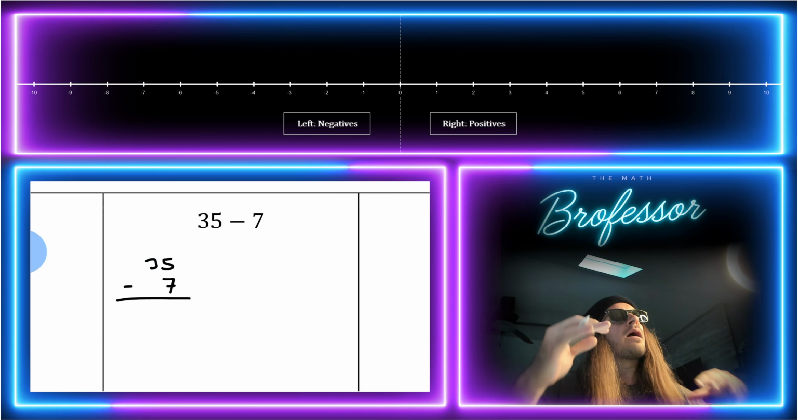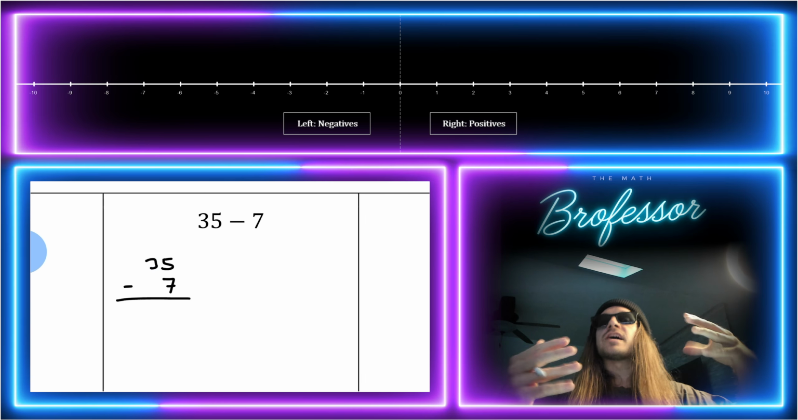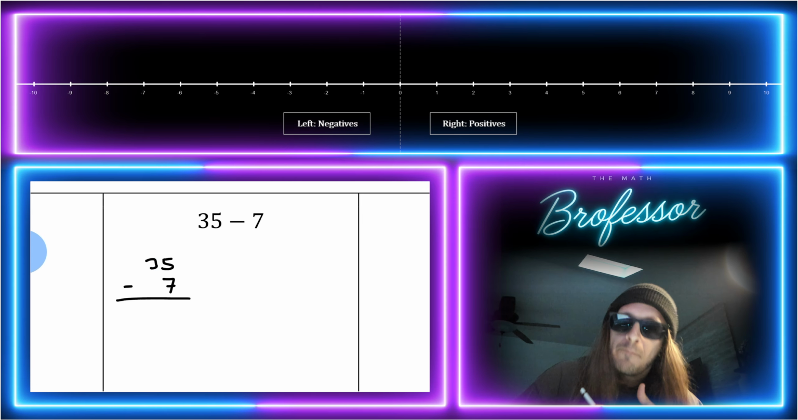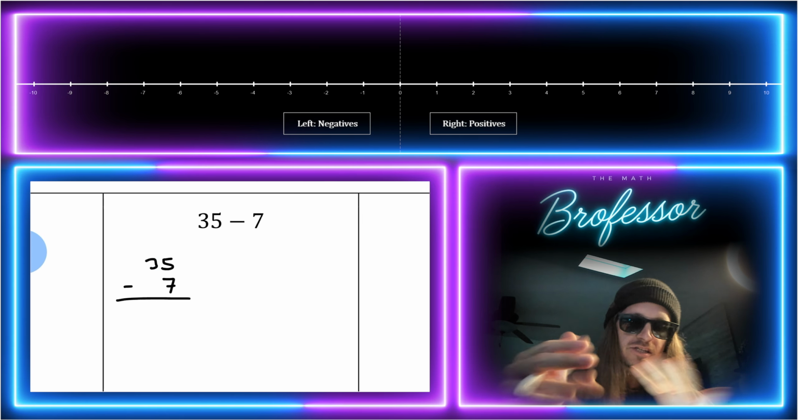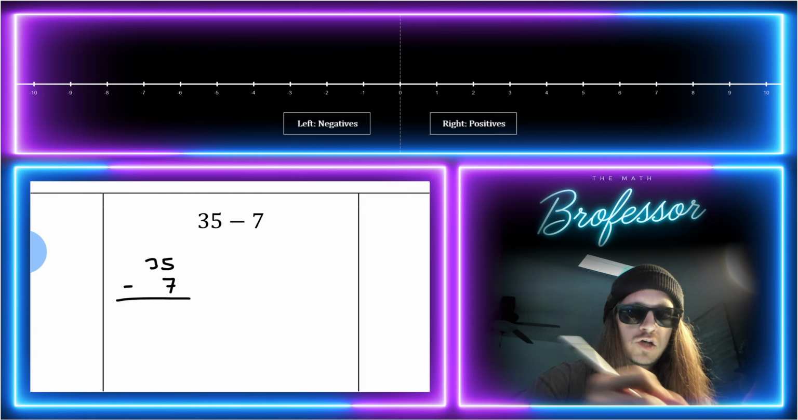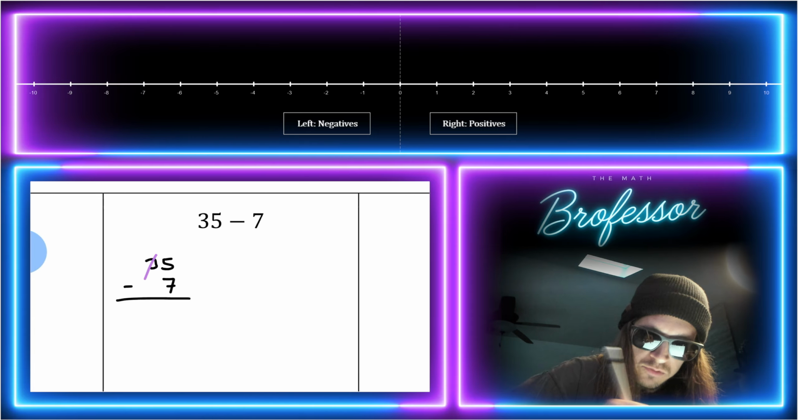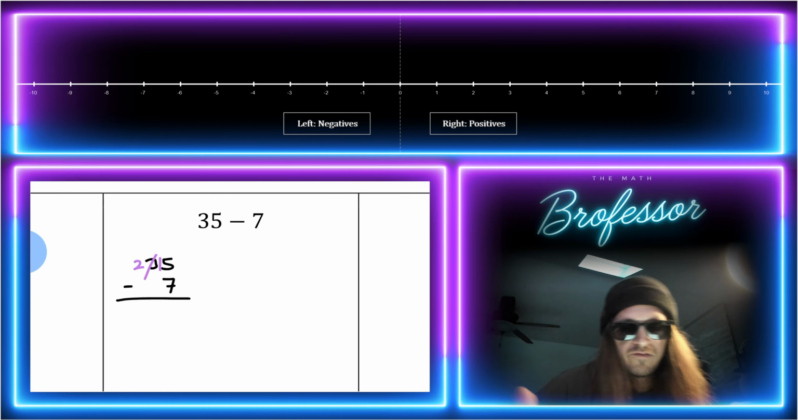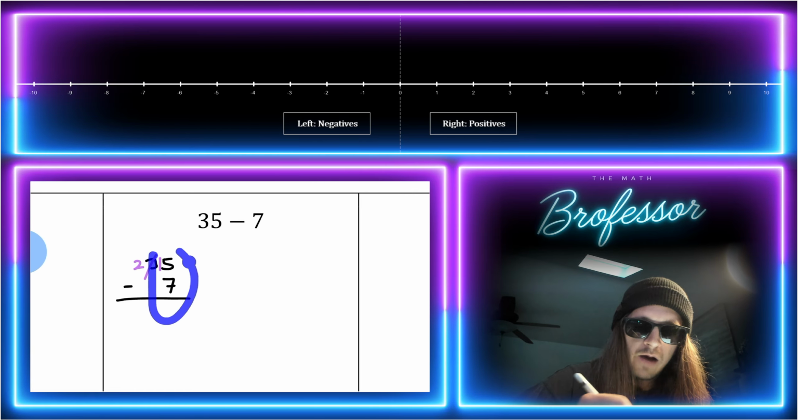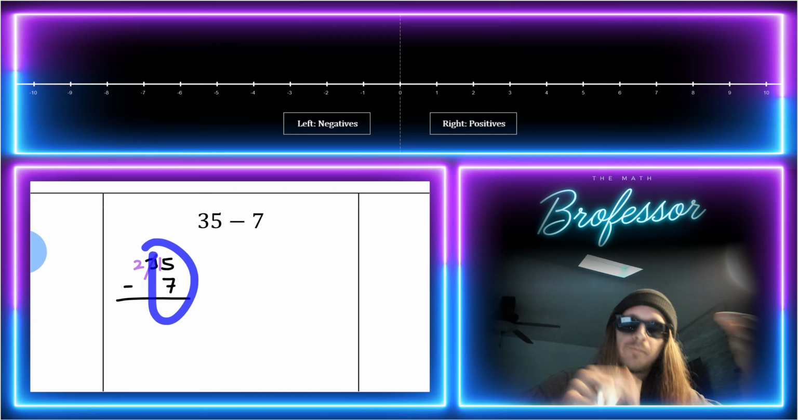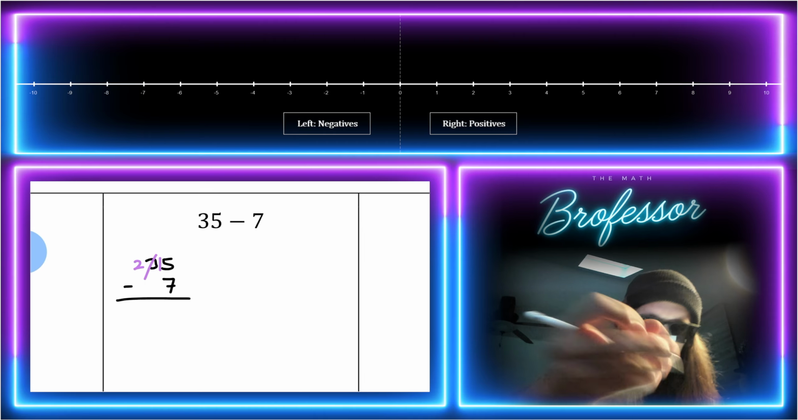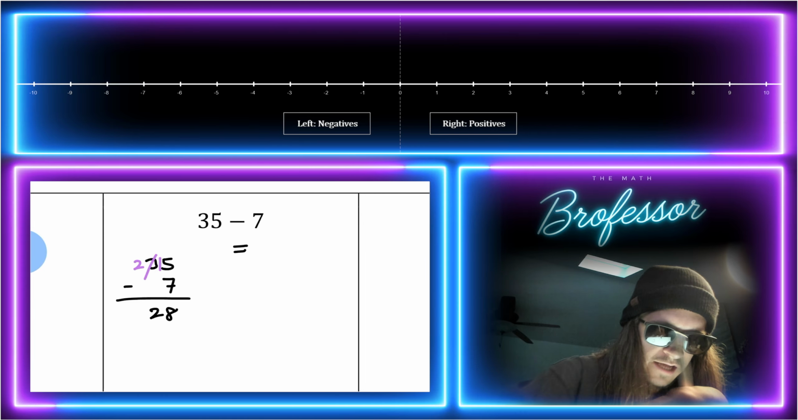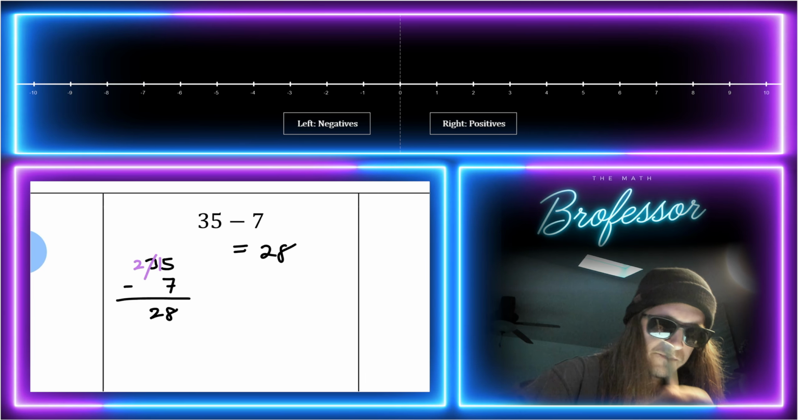So when you're adding, if you had something extra, you carried it. When you're subtracting, if you don't have enough, you borrow, right? This is the reflection, the mirror image, the opposite of this. So I'm going to borrow 1 from that 3, turning the 3 into a 2 and making my 5 a 15. So what I can do now is subtract 15 minus 7, and 15 minus 7 is 8, and then just bring down the 2. So the answer here is 28.